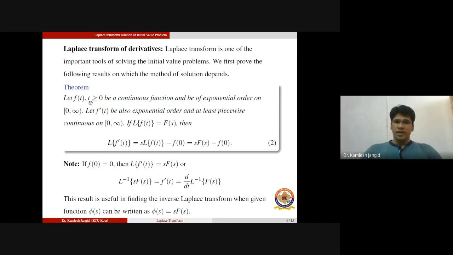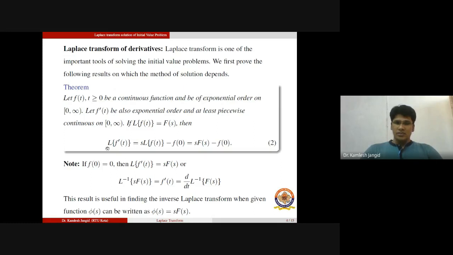Let f(t) for t greater than or equal to 0 be a continuous function and of exponential order on the interval 0 to infinity. And let f prime t, the first derivative of the function f(t), also be of exponential order and at least piecewise continuous over the interval 0 to infinity. If the Laplace transform of the actual function f equals capital F(s), meaning the Laplace transform of the actual function exists, then we can find the Laplace transform of the derivative of the function f, which is given by this relation.